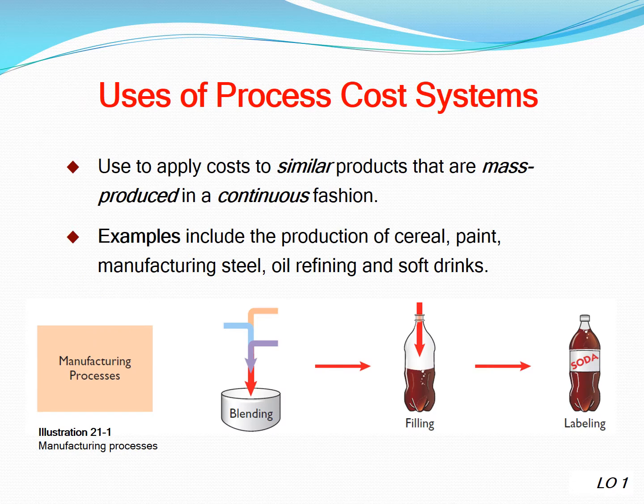Uses of process cost systems. Used to apply costs to similar products that are mass-produced in a continuous fashion. Examples include the production of cereal, paint, manufacturing steel, oil refining and soft drinks.